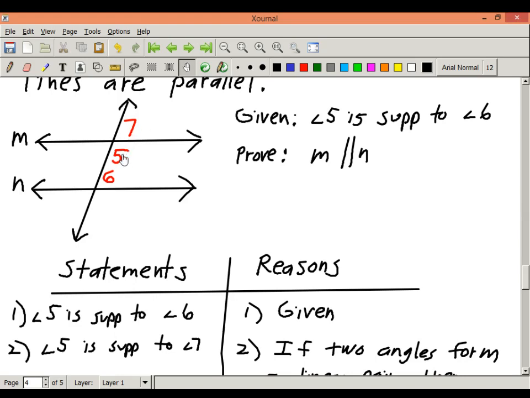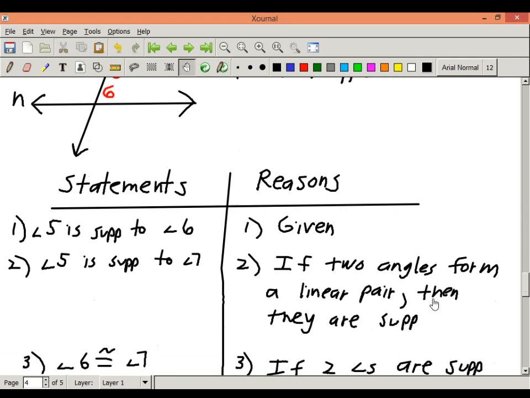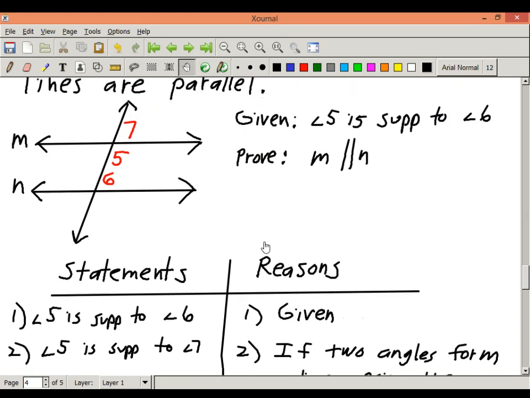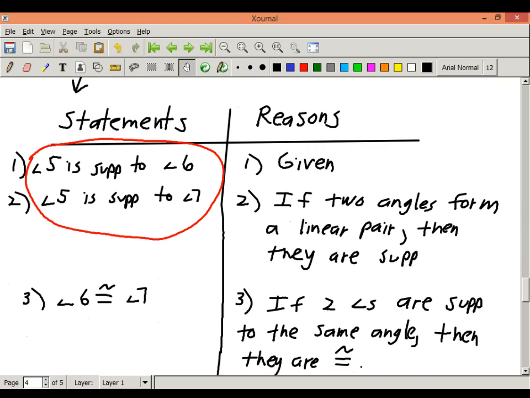And our very first theorem of the year said that if two angles form a linear pair, then they are supplementary. So we now know that angle 5 and angle 7 are supplementary by the linear pair theorem. Okay, again, take statement 1 and statement 2 together. Consider them together. You have angle 6 supplementary with angle 5, and you have angle 7 supplementary with angle 5. So our statement is going to be angle 6 is congruent to angle 7.